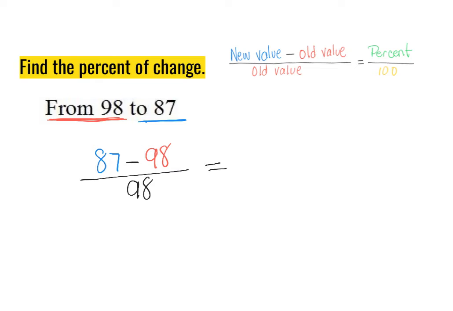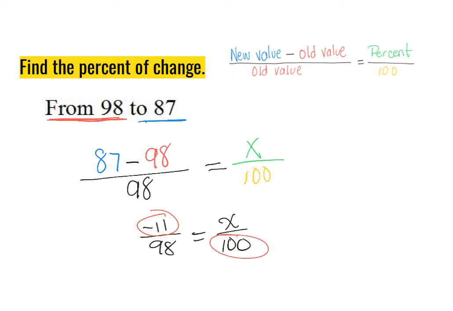And then this is going to equal percent. I don't know what it is, so I will use a variable over 100. And then I'm going to clean up my proportion. So 87 minus 98 will give me negative 11 over 98 equals x over 100. Now that I have a proportion, I will cross multiply. So negative 11 times 100 is negative 1100. And then 98 times x is 98x.